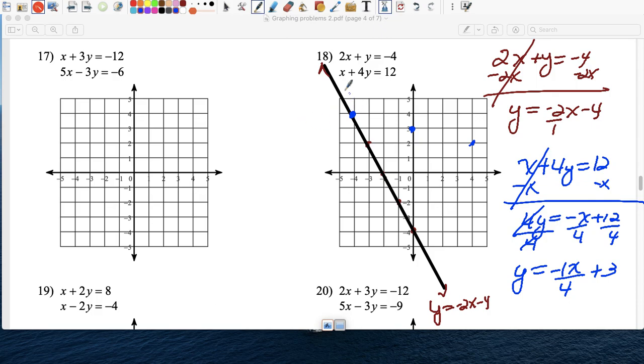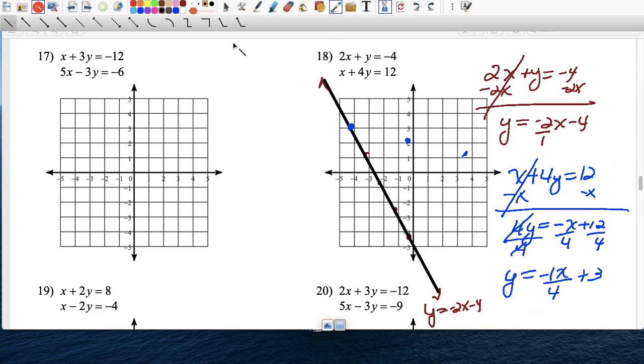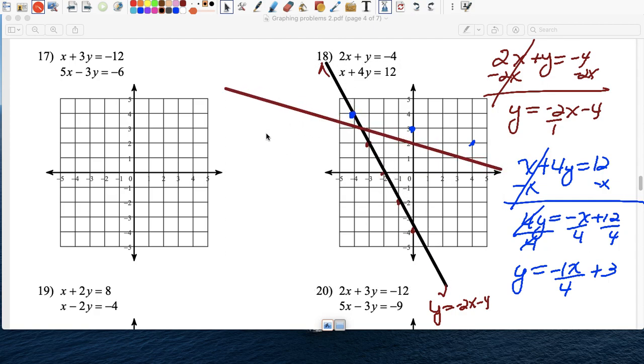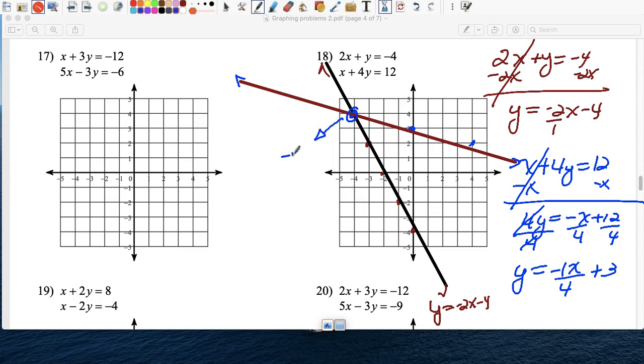Okay. So let me graph that. The second line looks like this. So you can see that this, where I put the circle, is where the two lines intersect, and that particular point is -4, 4, and that's the solution to our problem.